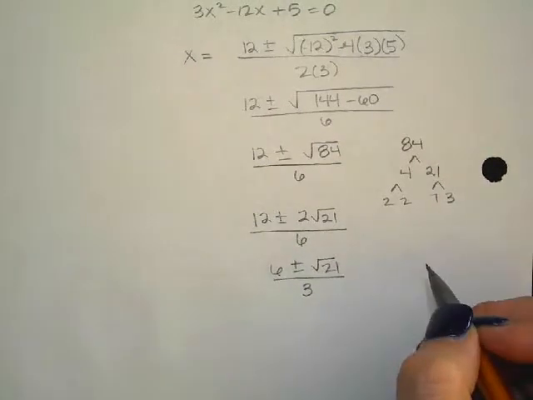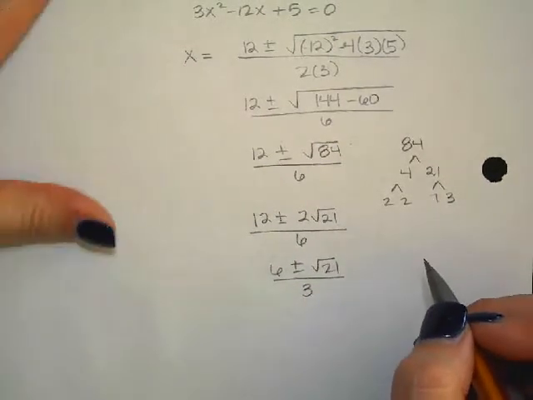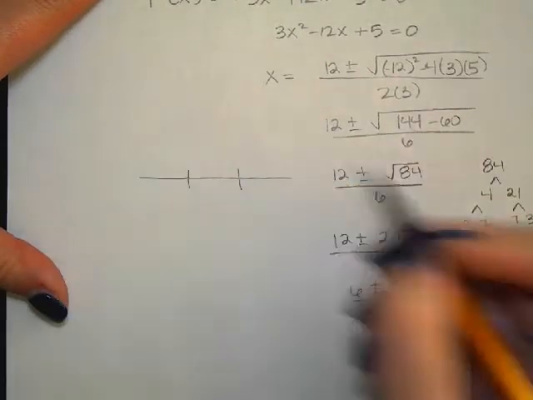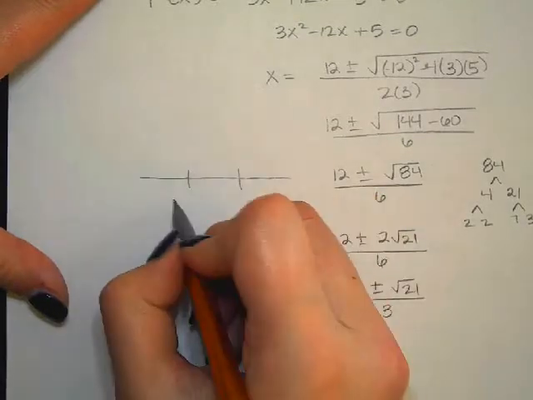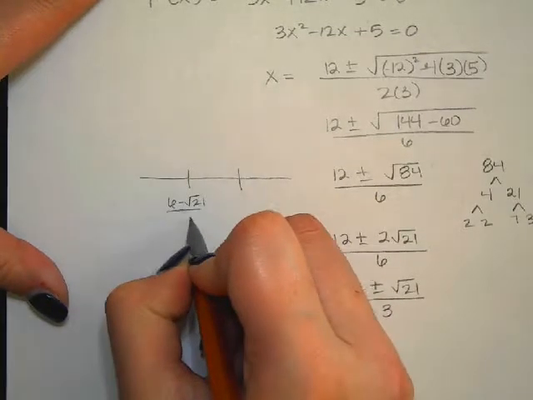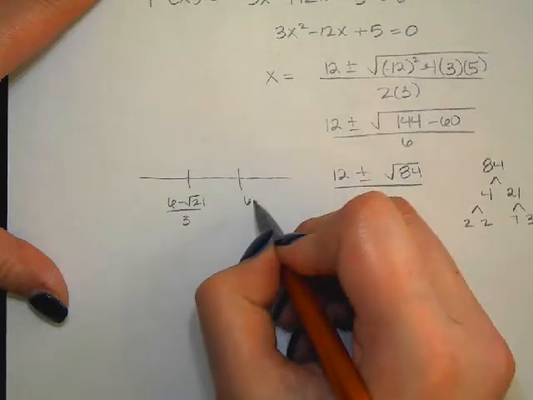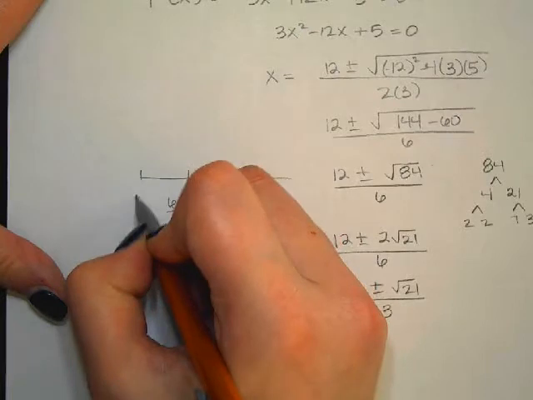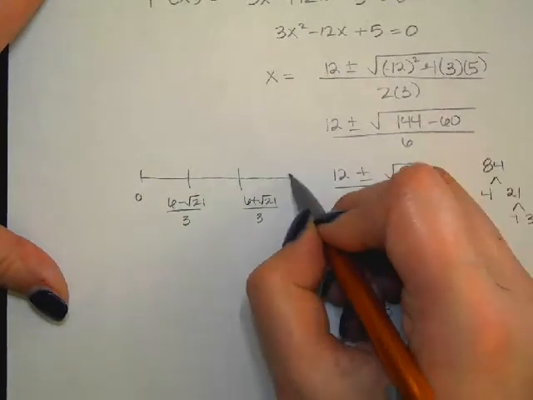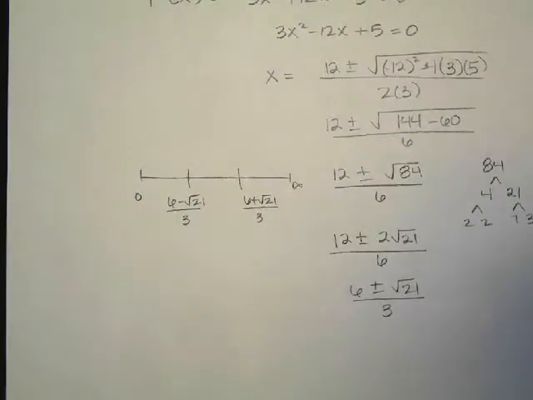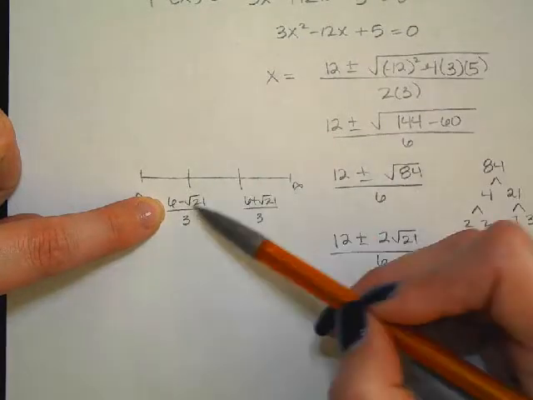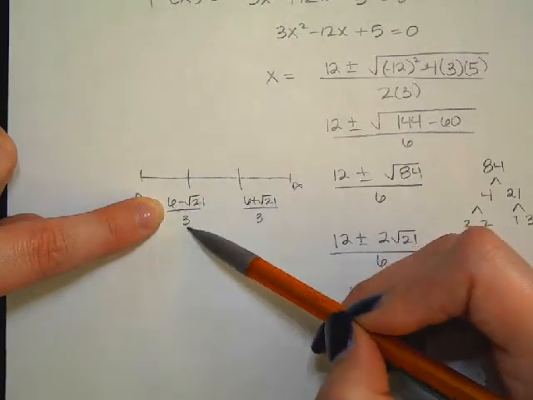Okay, so for us to be able to do a sign chart, we are going to have to plug that in a calculator most likely. So we've got the negative version, and we have the positive version. Infinity over there. All right, so let's go ahead and figure out what this would be. What number would definitely be smaller than this?